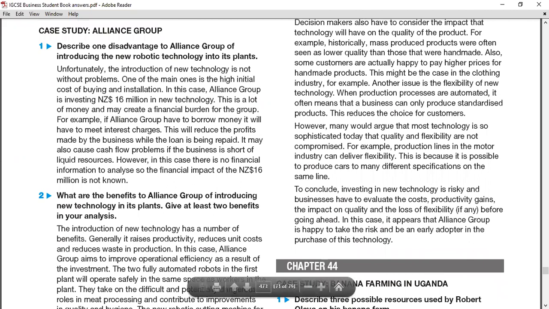Okay, disadvantage number 1. Yes, Nelly, can you read the first disadvantage? Okay, Nelly is not there. Then okay, Roshini, can you read the first disadvantage?